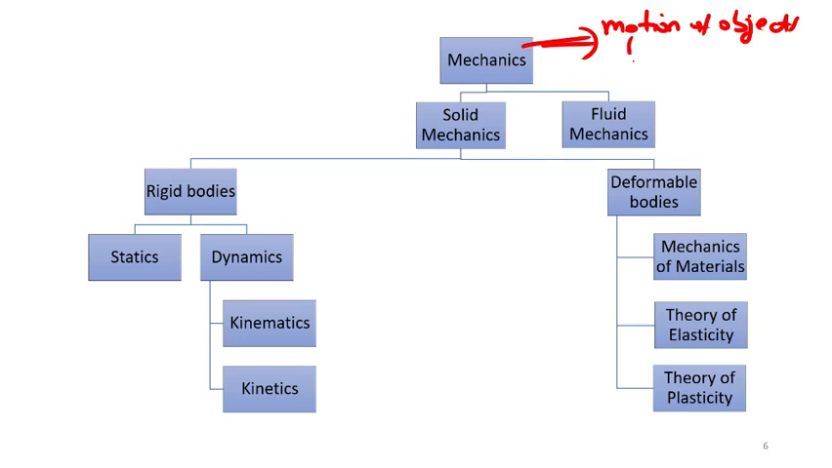So the objects can be at rest, which means that they are not moving, or they can move with uniform velocity, or they can accelerate. Okay. So this is what mechanics talks about.